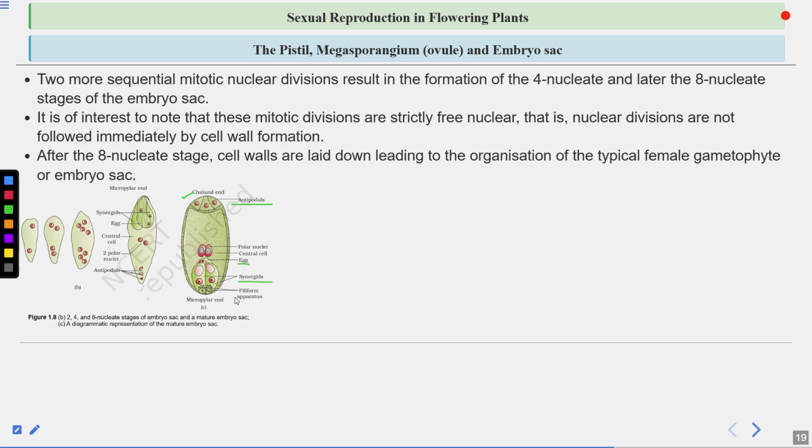In the synergid cell, you can see there is a finger-shaped projection, and that is called the filiform apparatus. Now this is the central cell, in which the two polar nuclei are present at the center. So totally, how many cells? 7 cells: 3 antipodals, 3 egg apparatus, and 1 central cell. So 7 cells but 8 nucleated structure. The functional megaspore, or the mature embryo sac, has the 7-celled, 8-nucleate stage.